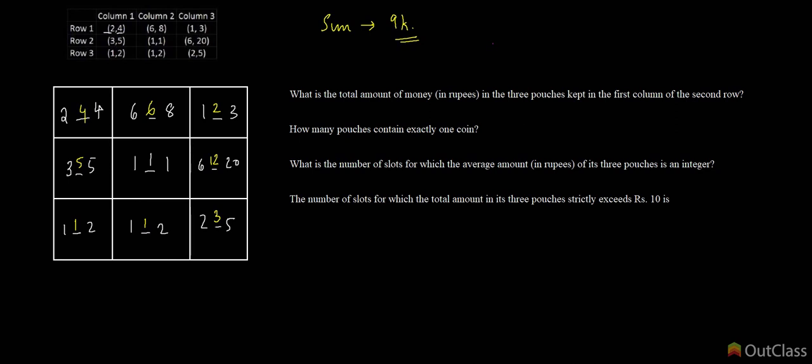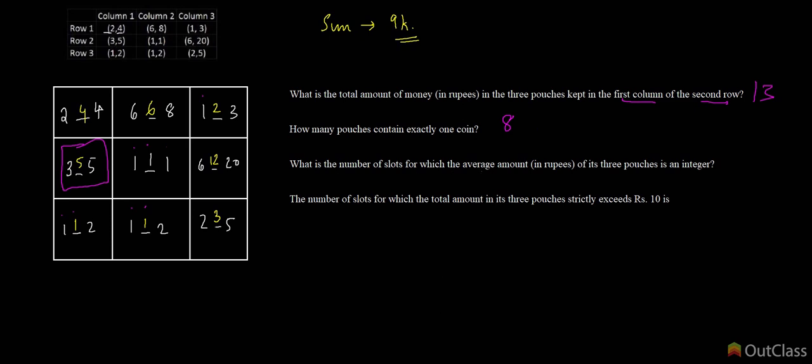The first question is, what is the total amount of money in the first column, second row? First column, second row would be here, and that sum is 3 plus 5 plus 5, 13. The second question is how many pouches contain exactly one coin? That is 1, 2, 3, 4, 5, 6, 7, 8. There are 8 pouches that contain exactly one coin.